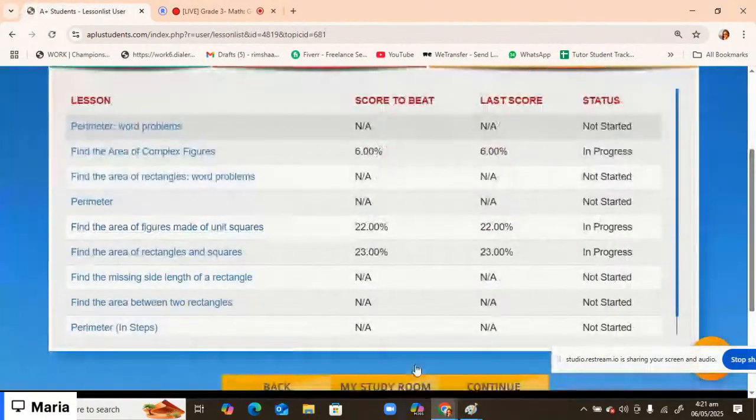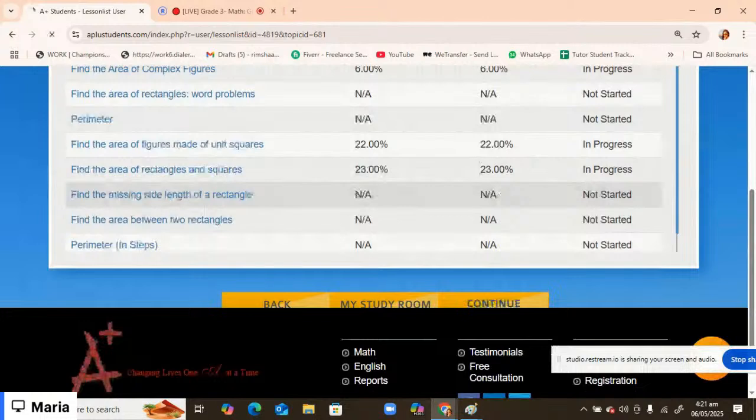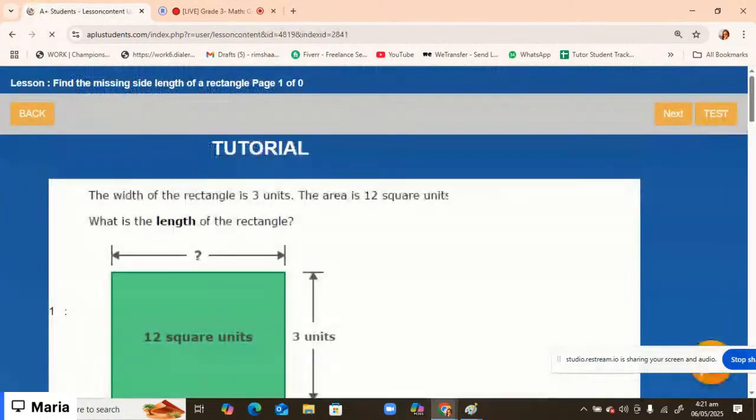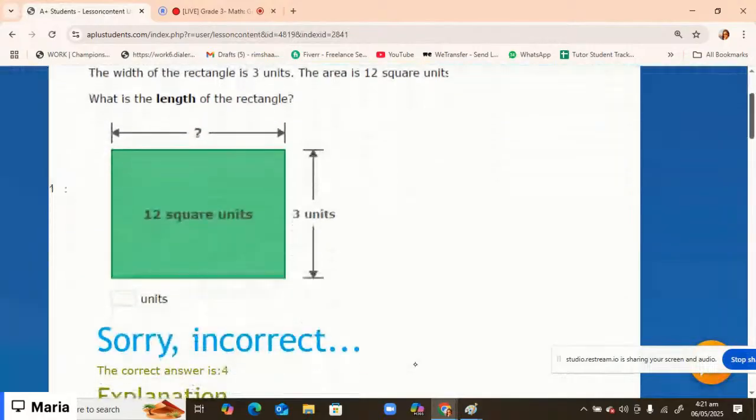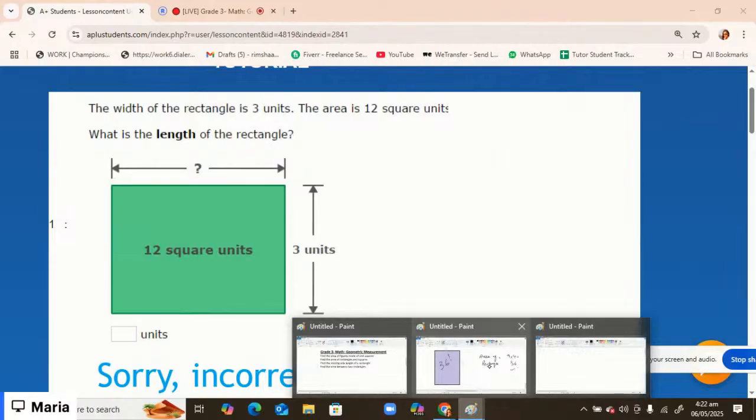So we have done the first, find the area of the figures, made the square units, then we done this one, find the area of the rectangle and square. Now find the missing side length of the rectangle. Okay. Now look at here. The width of the rectangle is 3 units and the area is given, that is 12. It's just an opposite case now.